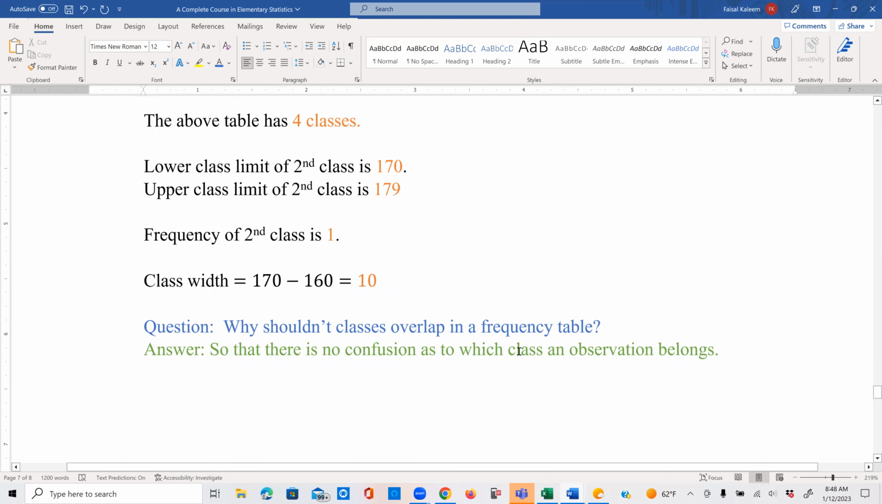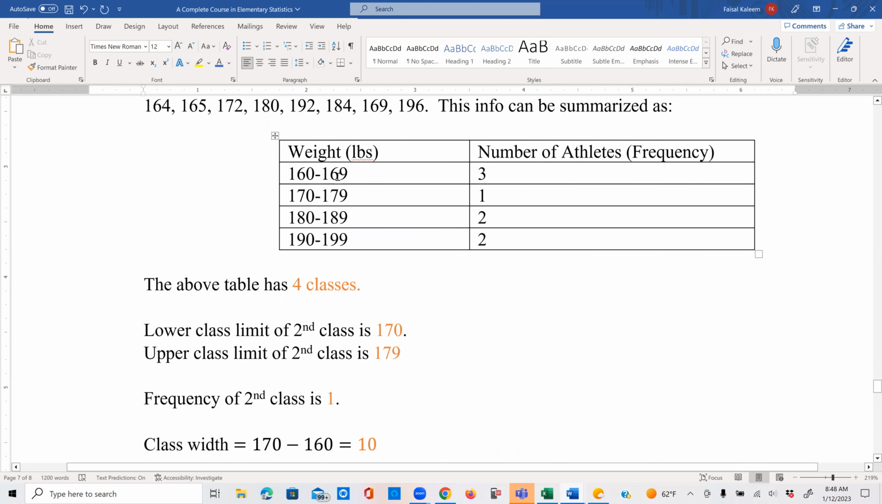And one question is, why shouldn't classes overlap in a frequency table? As you see here, the classes don't overlap. So we go 160 to 169, and the next one starts at 170 to 179. So we don't say 160 to 170 here and 170 to 179.